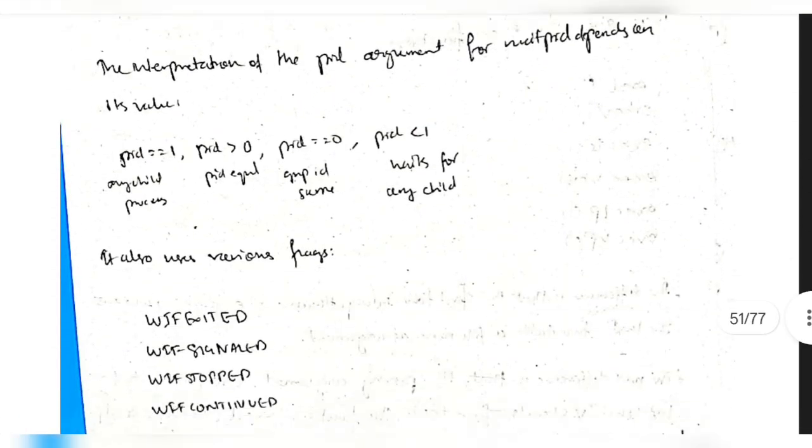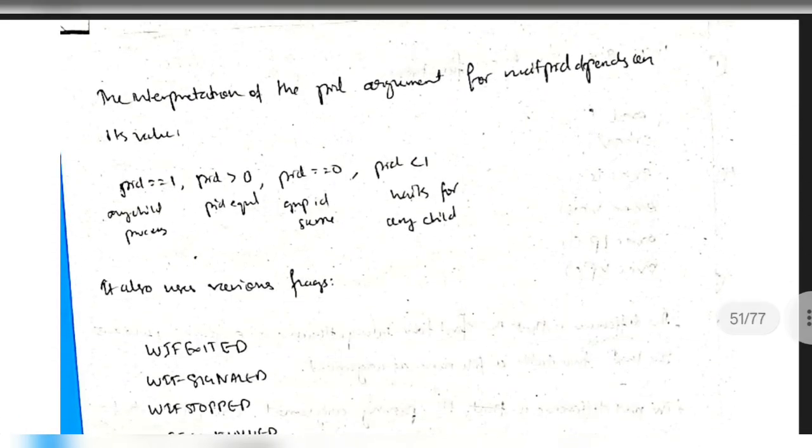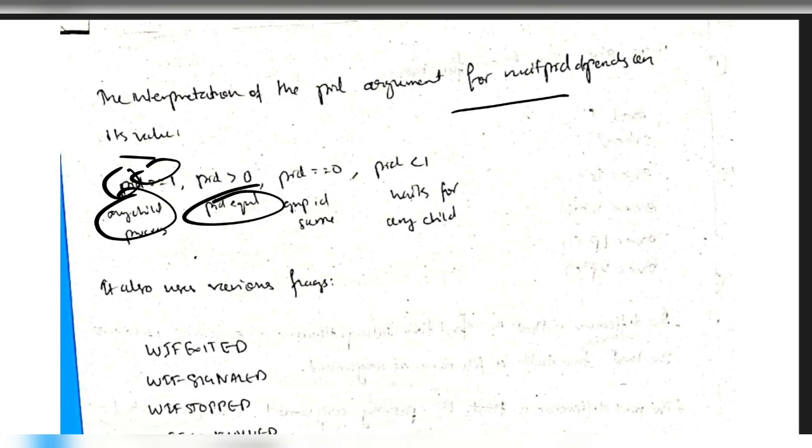The interpretation of the pid argument for waitpid depends on its value. pid equal to -1 means any child process. pid greater than 0 means waiting for the child whose process ID equals pid. pid equal to 0 means waiting for any child whose process group ID is the same. pid less than -1 means waiting for any child whose process group ID equals the absolute value of pid.